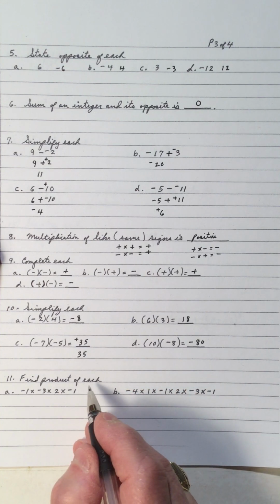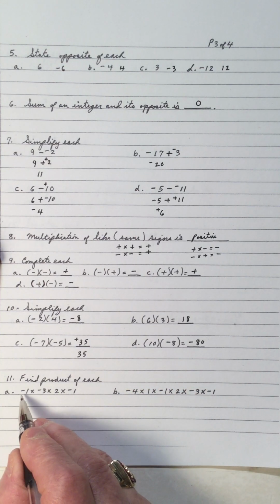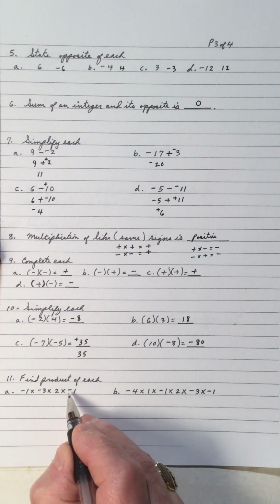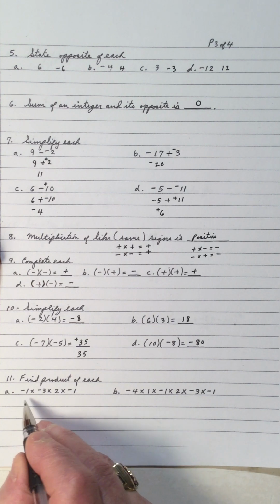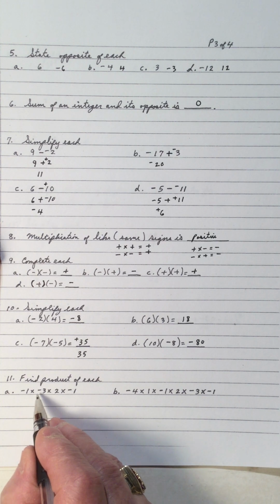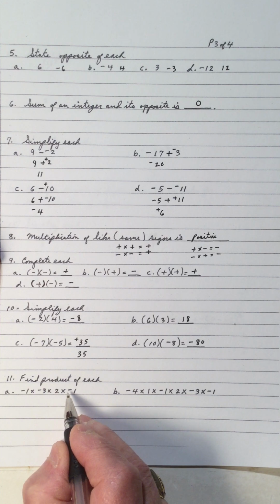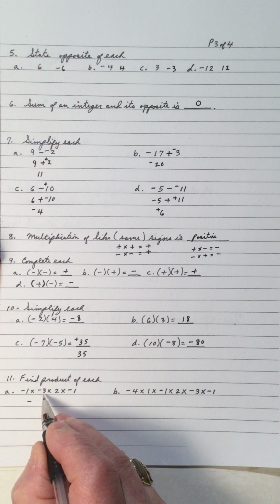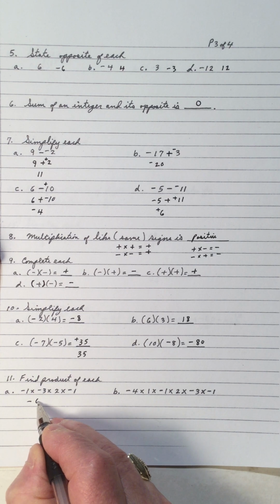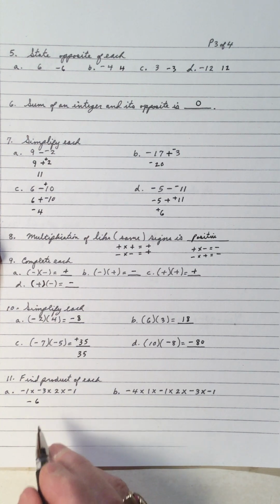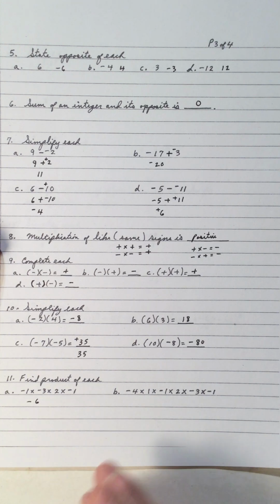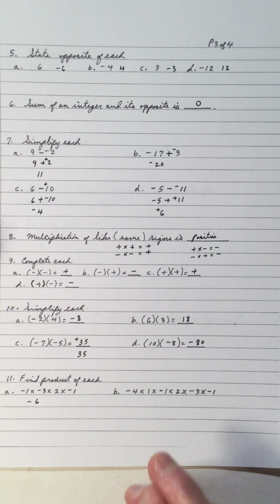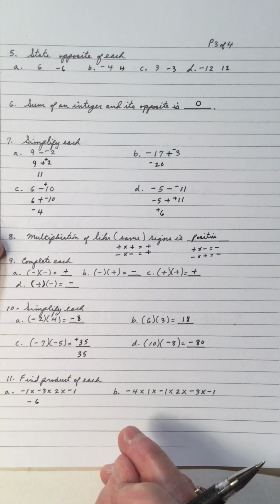Number 11, find the product. We're going to multiply. So we've got a negative times a negative times a negative. So we've got 1, 2, 3. We've got 3 negatives, that's odd. So we're going to get a negative. And 3 times 2 is 6. If you multiply negatives and you've got an even number of negatives, you're going to get a positive. When you multiply negatives and you've got an odd number, you're going to get a negative.